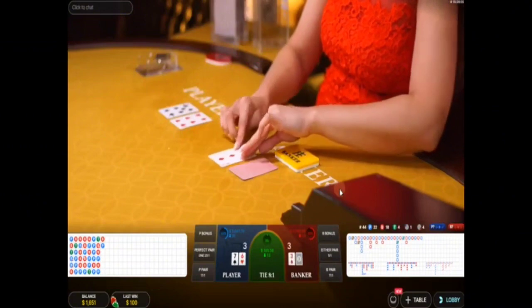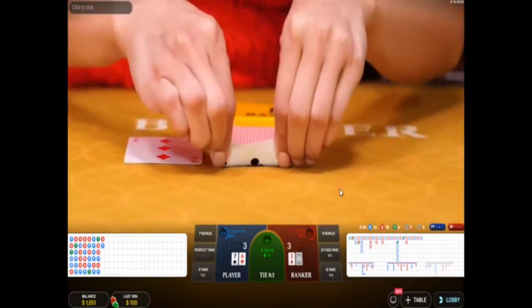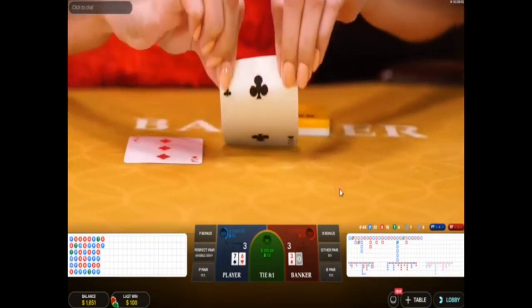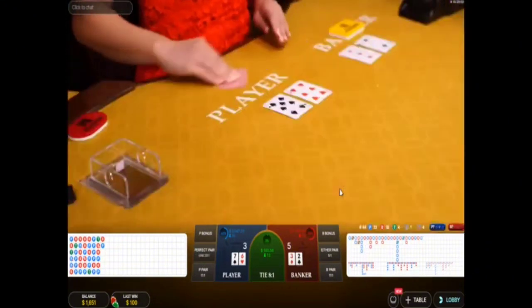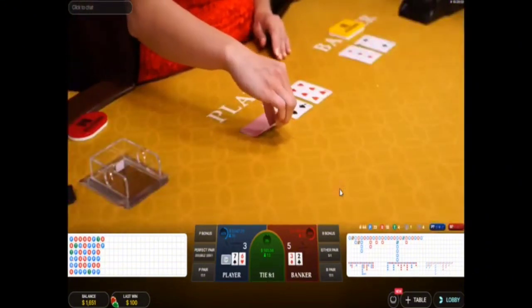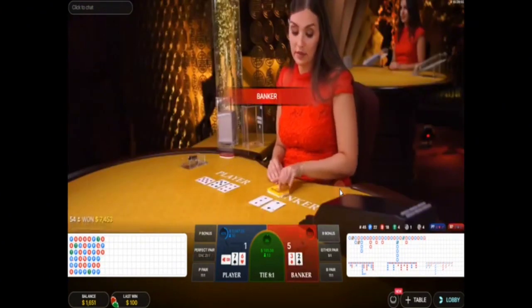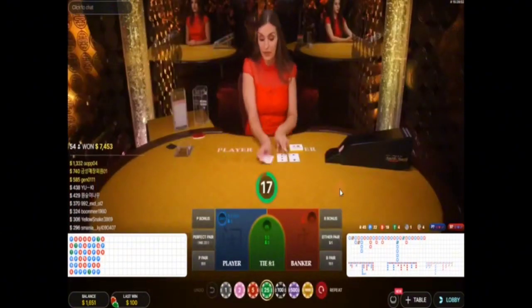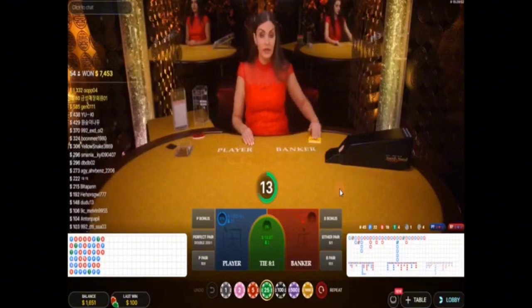Okay. Let's see what we can do, guys. All right, so the banker's the one that won. Now we're looking for what the banker puts out next. What is an odd or an even number?